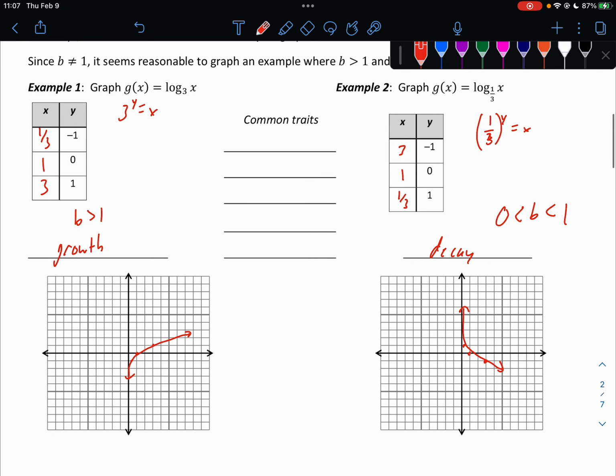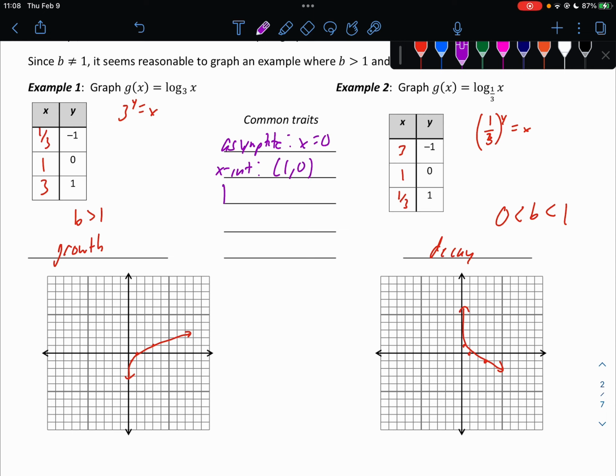What do these things have in common? All right, so there's a couple things that they have in common. The vertical asymptote is x equals 0 for both of them. Okay, the x-intercept is 1, 0 for both of them.